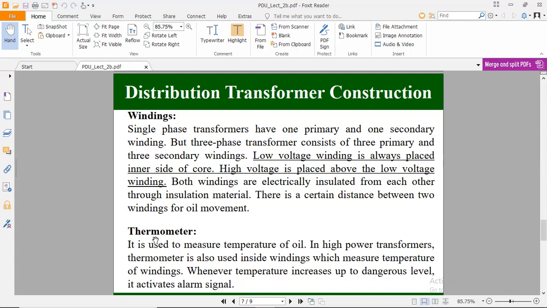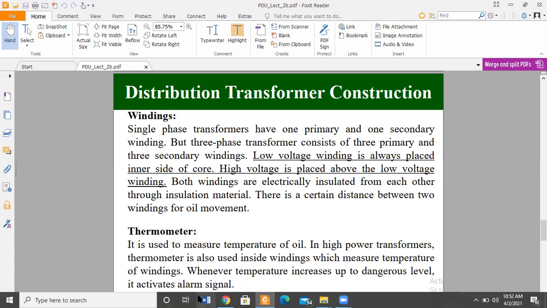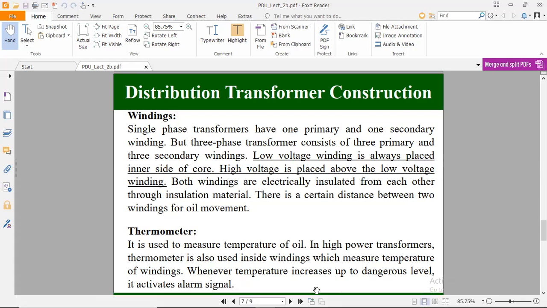Now moving toward the thermometer, it is used to measure the temperature of oil. It is placed outside the transformer, on the conservative tank or excessive oil tank, and provides the temperature of oil. In high power transformers, a thermometer is used inside the windings, which measures the temperature of the winding. The winding is inside the conservative tank, immersed in oil. Whenever temperature increases up to a dangerous level, it activates an alarm signal.